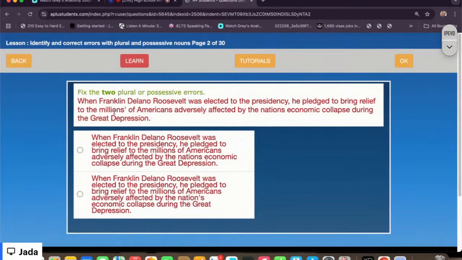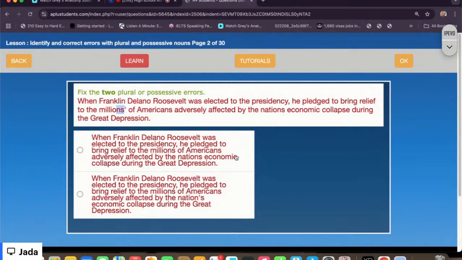So you have to fix the two plural or possessive errors. When Franklin Delano Roosevelt was elected to the presidency, he pledged to bring relief to the millions of Americans adversely affected by the nation's economic collapse during the Great Depression. So, what are we changing over here? So, we have millions. No need to make it a plural possessive. It's already a plural now. So, this is first. And then what next?